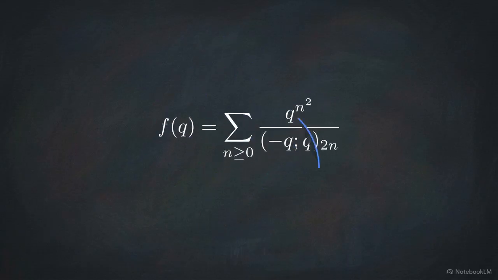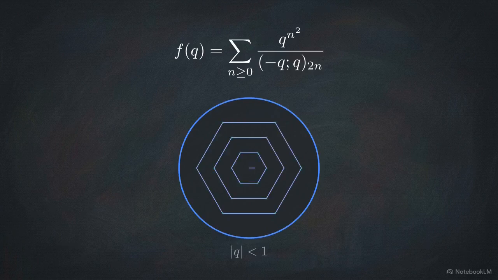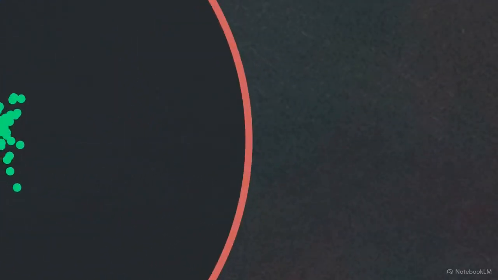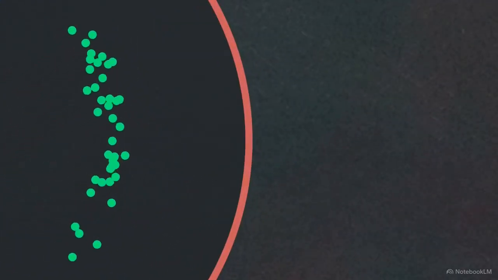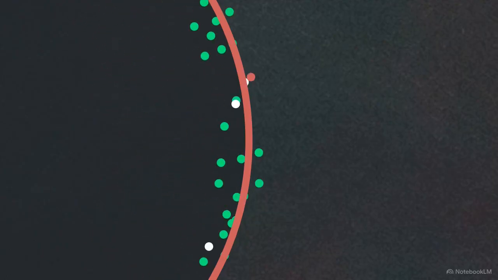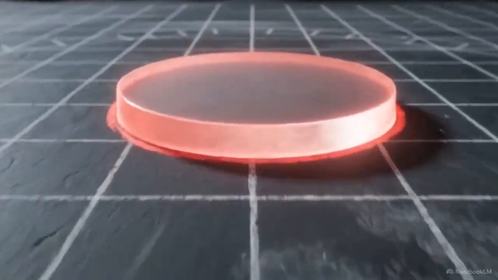This formula defines the third-order mock theta function f of q. Inside the geometric unit disk, the function evaluates cleanly, providing predictable results for every value of q we plug in. While it behaves predictably within this confined space, the function undergoes a radical shift as we approach the outer edge of the disk. Rushing toward the outer edge, we reach a perimeter where the absolute value of q is exactly 1.